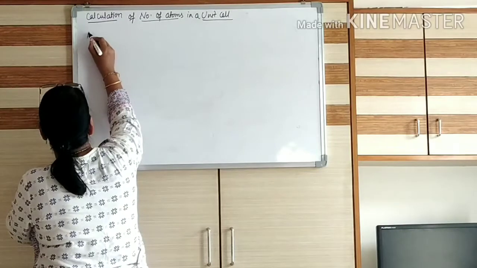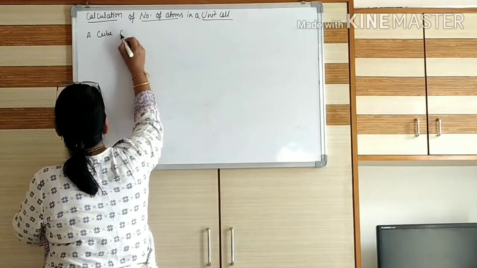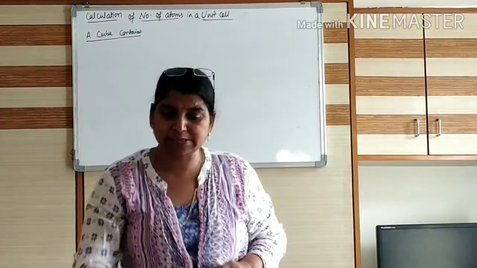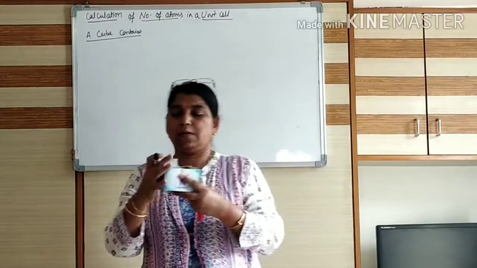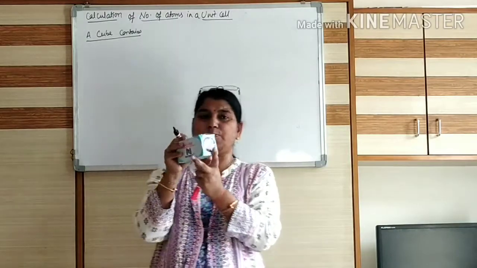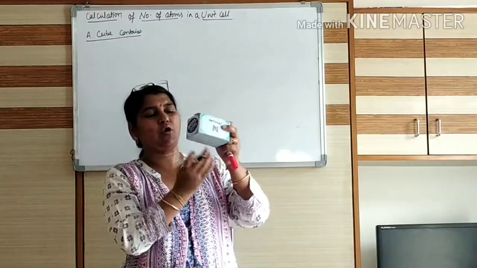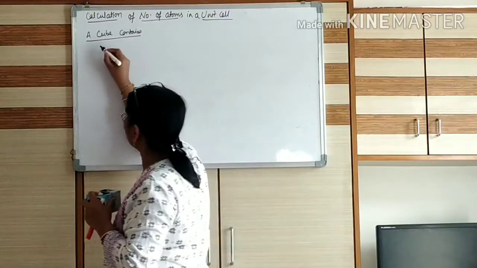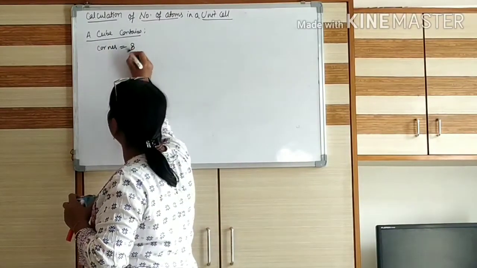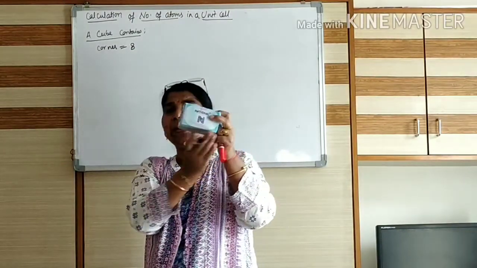first let a cube contain, I am just taking an example, suppose consider this is your cube. This cube will have 8 corners. How many corners? 8 corners. A cube contains corners 8. Total corners 1, 2, 3, 4, 5, 6, 7, 8.